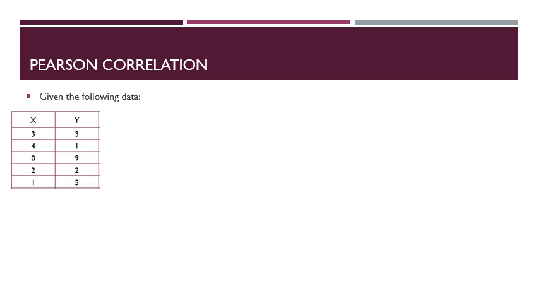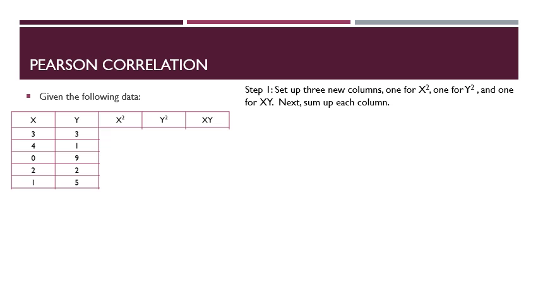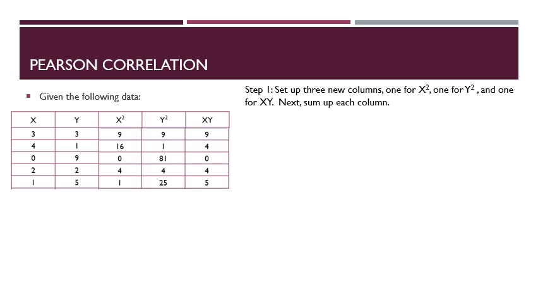Let's look at an example. Given the following data of x scores and y scores. First, you will set up 3 new columns, one for x squared, one for y squared, and one for xy. You will compute these columns, x squared based off all the x values, y squared off all the y values, and xy by multiplying the x and y together.